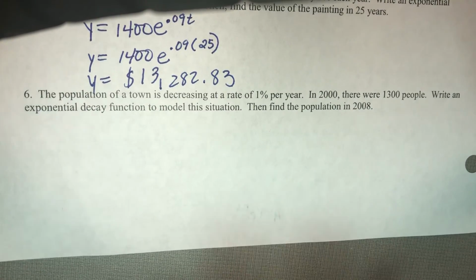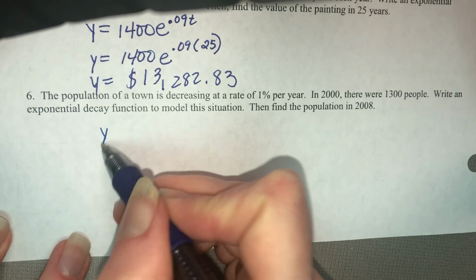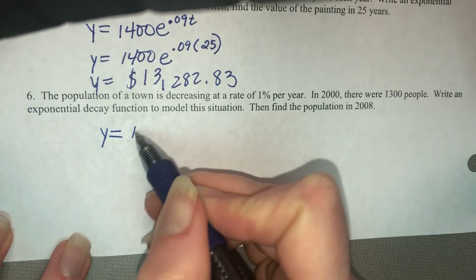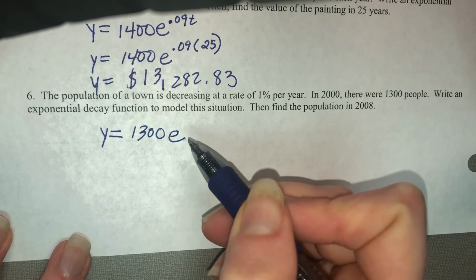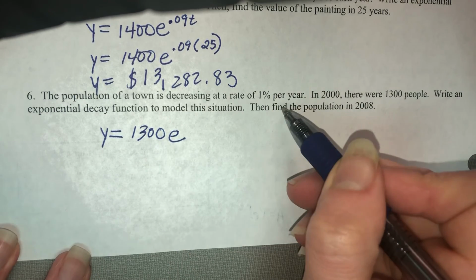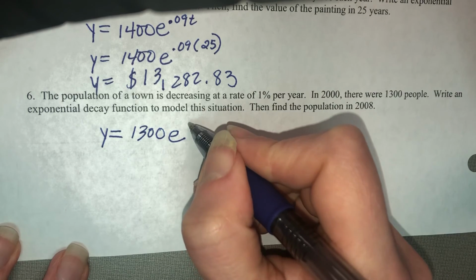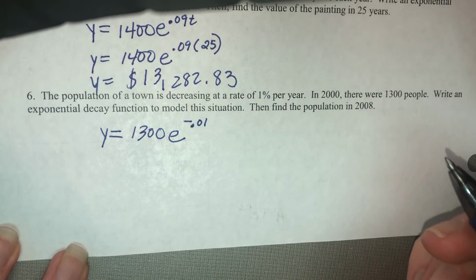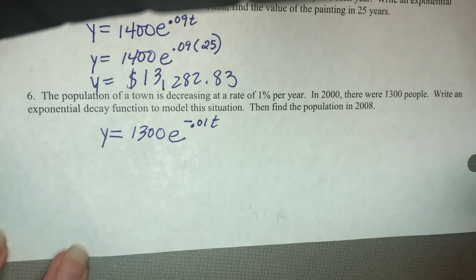Okay, number 6. The population of a town is decreasing at a rate of 1% per year. In 2000, there were 1,300 people. Write an exponential decay function to model the situation, then find the population in 2008. Okay, so y equals, the initial amount was 1,300 times e to the power of, it's decreasing at a rate of 1%, so my rate is negative 0.01, and then t for time. So there's my exponential decay function that models the situation.